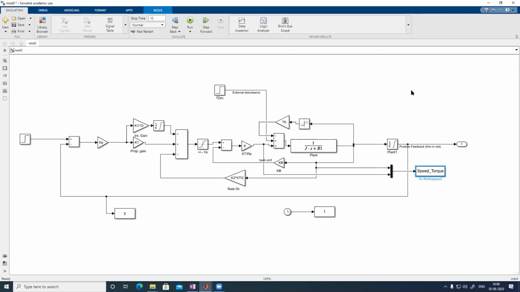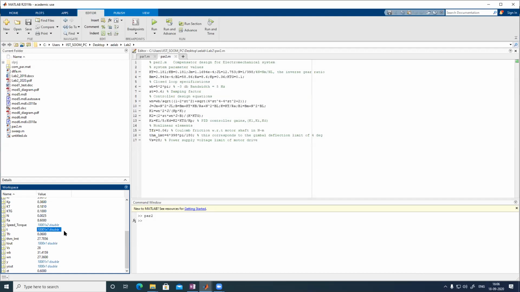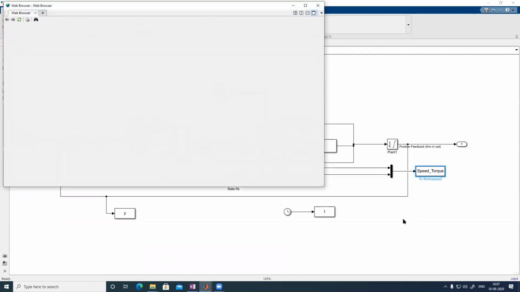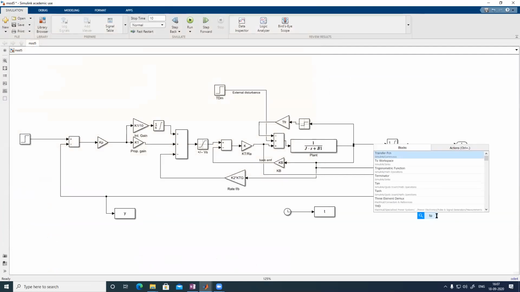In this block diagram, we have to plot results using out.t and out.y. For me it will be saved as y and t separately. So you are getting some y out, y dot t or something like that. You will get something if you are using the To Workspace option.